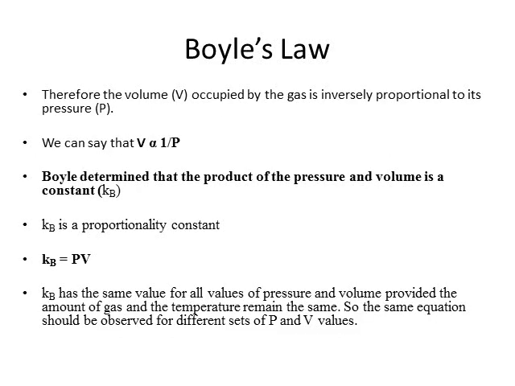So if you were asked to describe Boyle's law in the exam, what you could say is volume, represented by V, occupied by the gas, is inversely proportional to its pressure, represented by P. So you could say it, or you could write it in a mathematical form and say that V is proportional to 1 over P. So Boyle determined, remember, that the product, so P by V, the pressure and volume, is a constant, and this is a proportionality constant, KB. And we can say that KB is equal to PV. So you can also say this to represent Boyle's law.